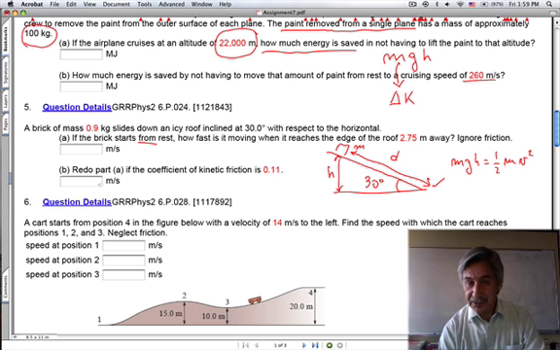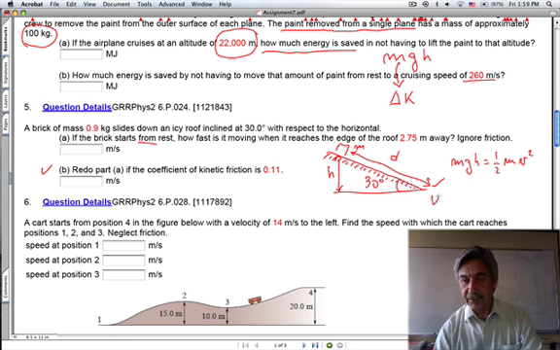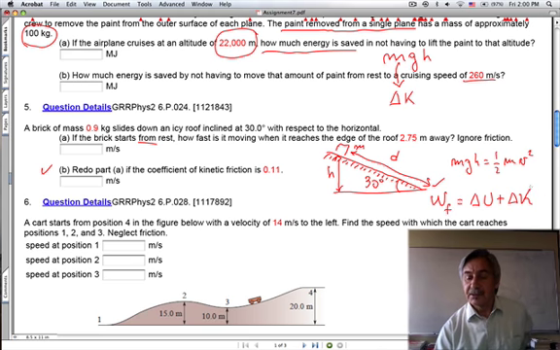Now if there is friction, part B is a little bit more involved, because when there is friction, the work done by friction, which is a non-conservative force, is going to be equal to the change in kinetic energy plus the change in potential energy. So you are going to find a different speed here because the potential energy is still changed by this amount, but now you have to take into account the work done by friction in that process.